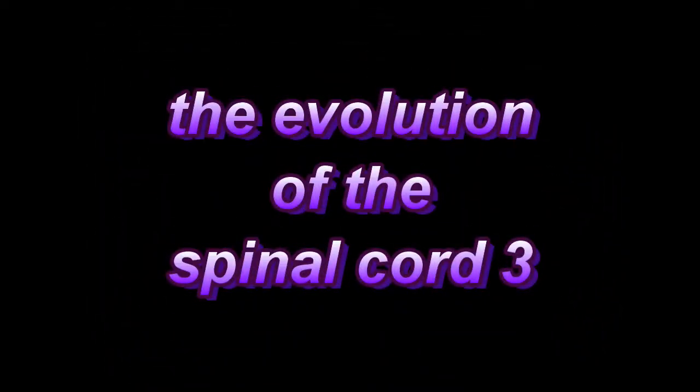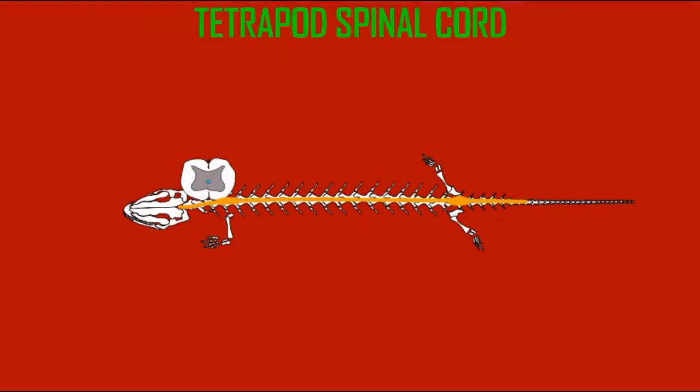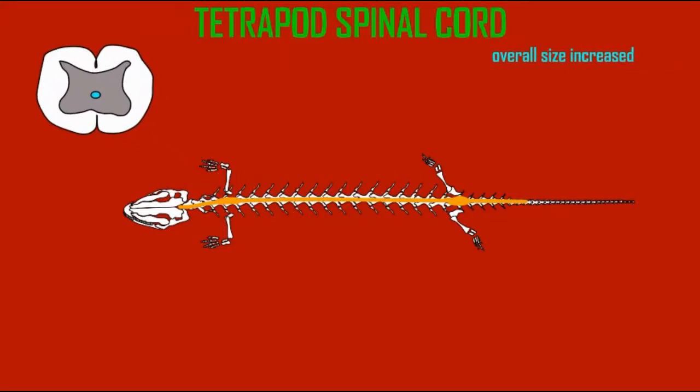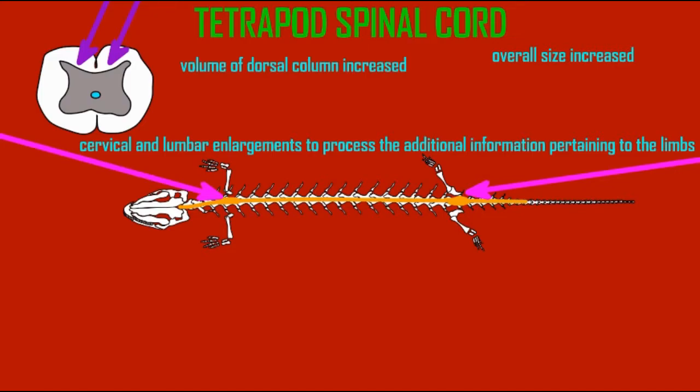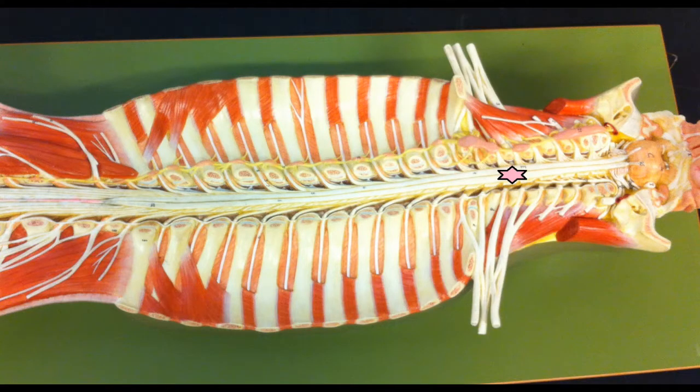As tetrapods adapted to life on land, the spinal cord was modified so that its overall size was increased. The volume of the dorsal column, which in humans transmits touch information, was increased. There were swellings along the length of the spinal cord in the arm and leg regions. These are the cervical and lumbar enlargements, which process the additional information pertaining to limbs.